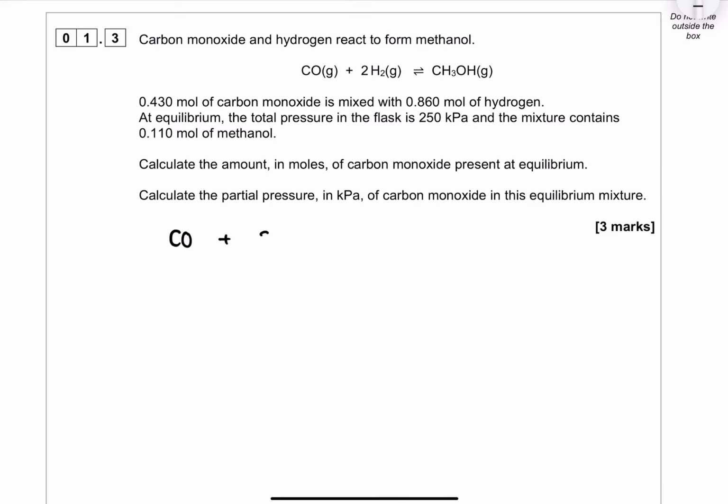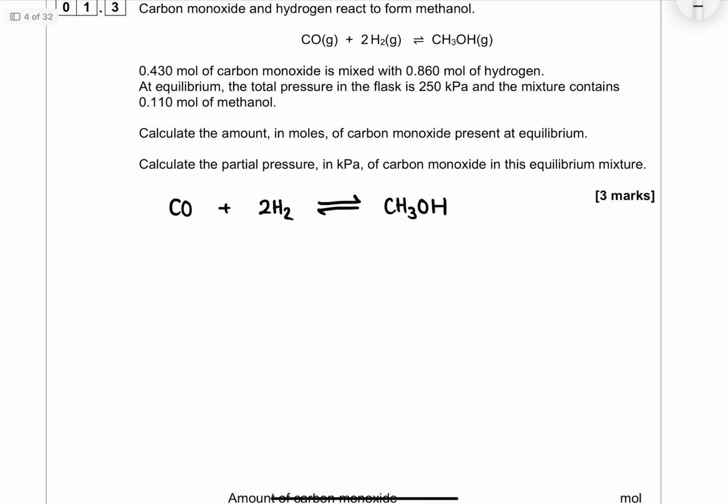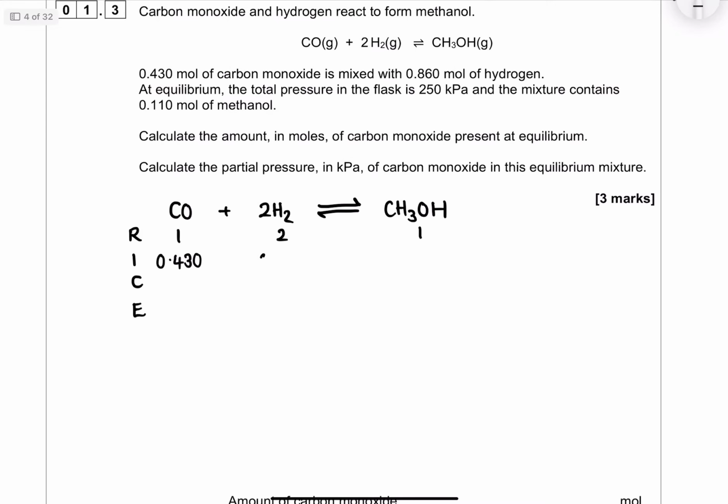Now, there are lots of different ways to approach this calculation. I'm going to use the method that looks at the initial amounts, the change, and the equilibrium amounts, sometimes referred to as ICE. I like to call it RICE because I'm going to put the ratio down as well. So I've got ratio 1 to 2 to 1. That's just the numbers in front of the chemicals in the balanced equation. The initial amounts: 0.430 moles of carbon monoxide, 0.860 moles of hydrogen, and at the start we have no methanol.